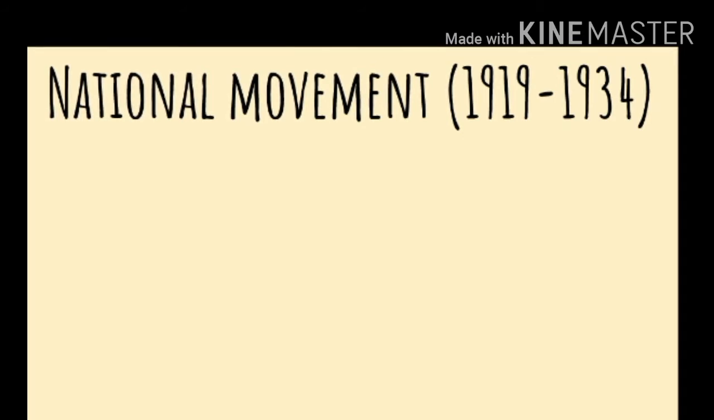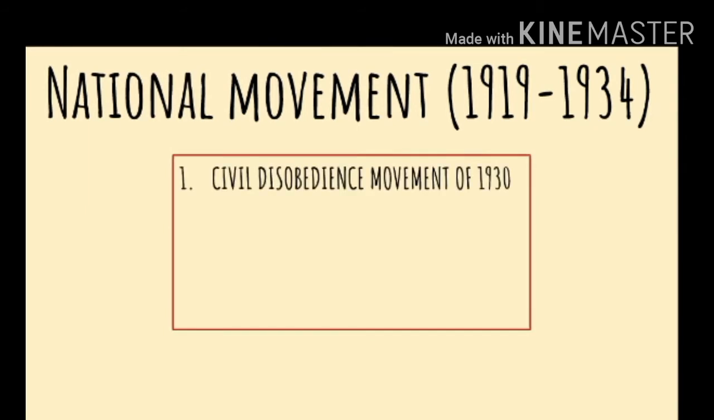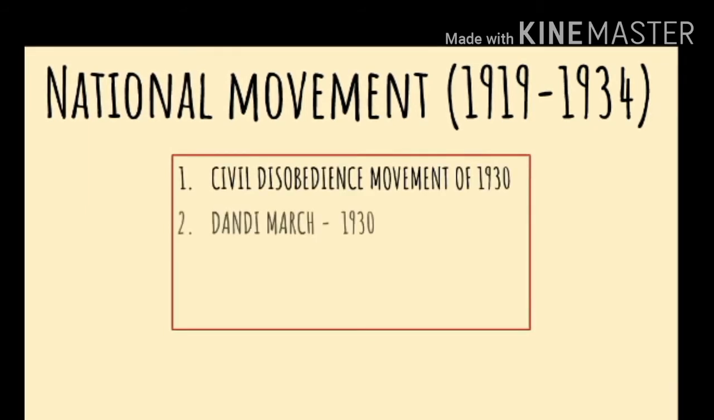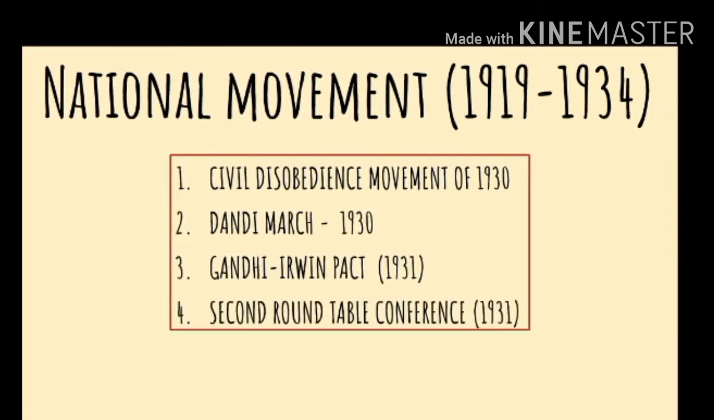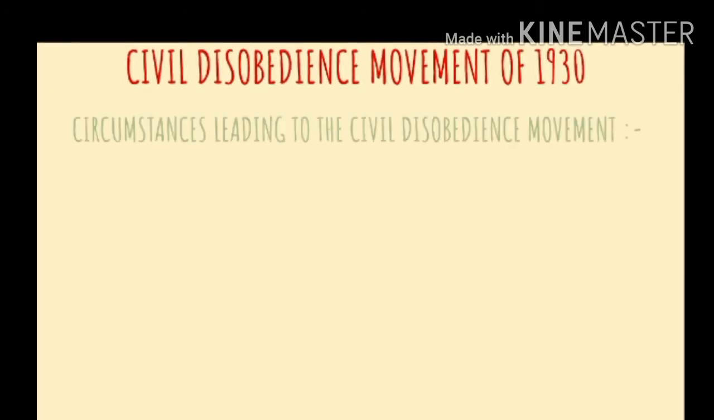1919-1934. Today we will study about Civil Disobedience Movement of 1930, Gandhi March 1930, Gandhi Pact 1931 and Second Roundtable Conference 1931. Civil Disobedience Movement of 1930. Circumstances or reasons leading to the civil disobedience movement.